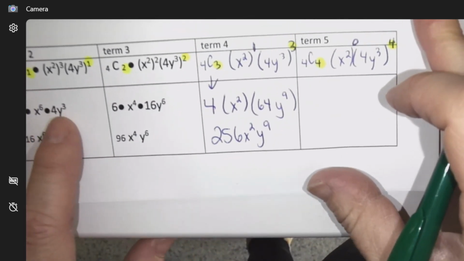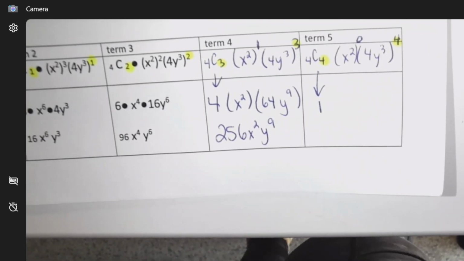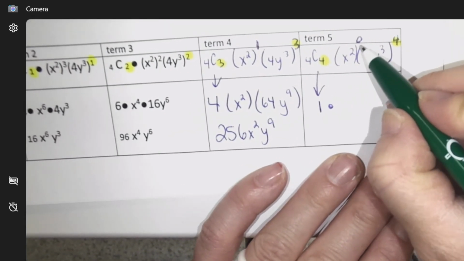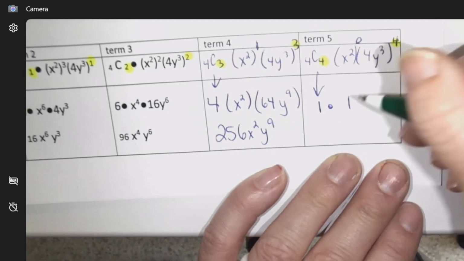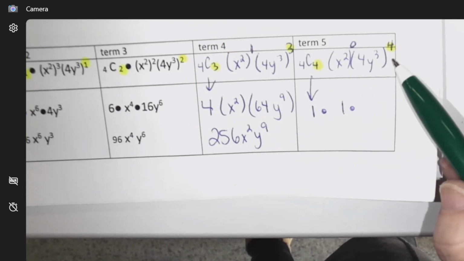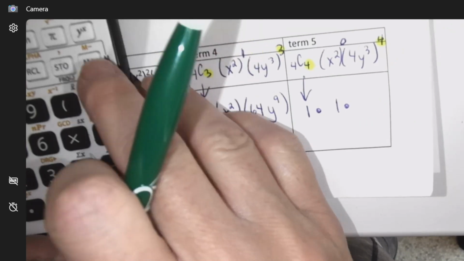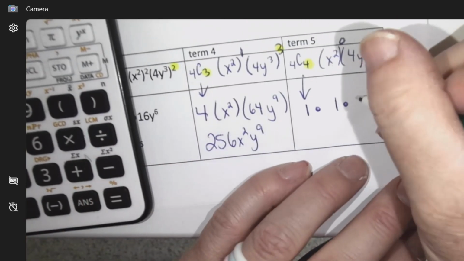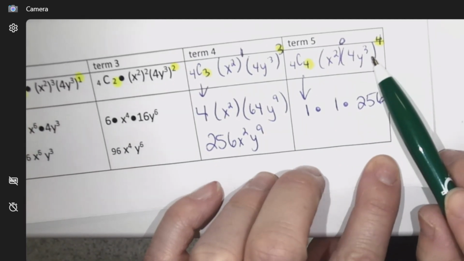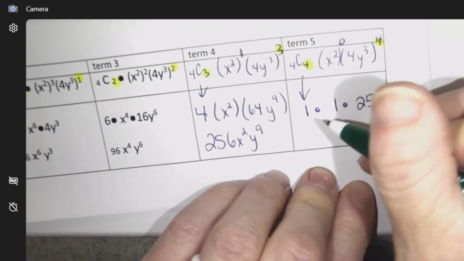Okay, last of this one. So first of all, 4 choose 4 is the value 1. Anything to the 0 has a value of 1. Okay, we're going to 4th degree this, so I have to do a 4 to the 4. So 256. Y cubed to a 4 will make a y to a 12th.